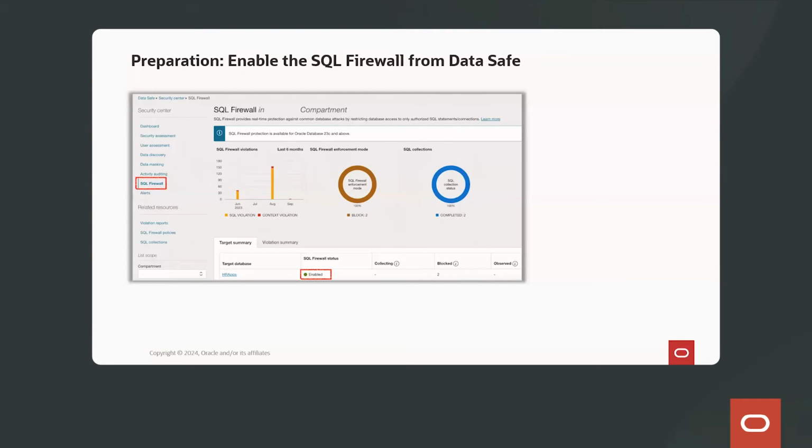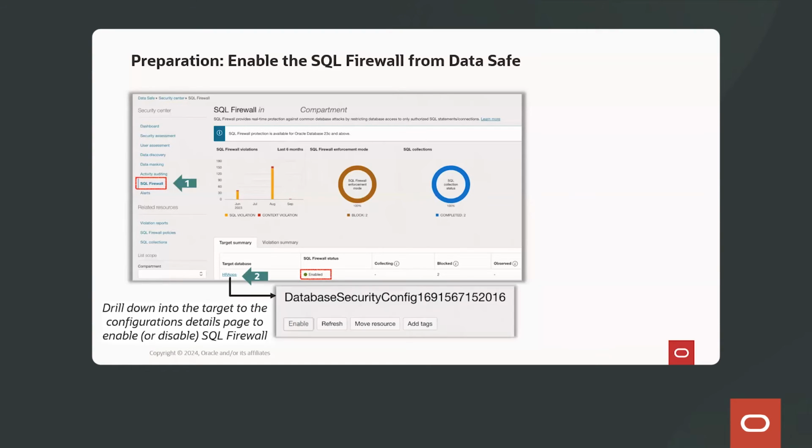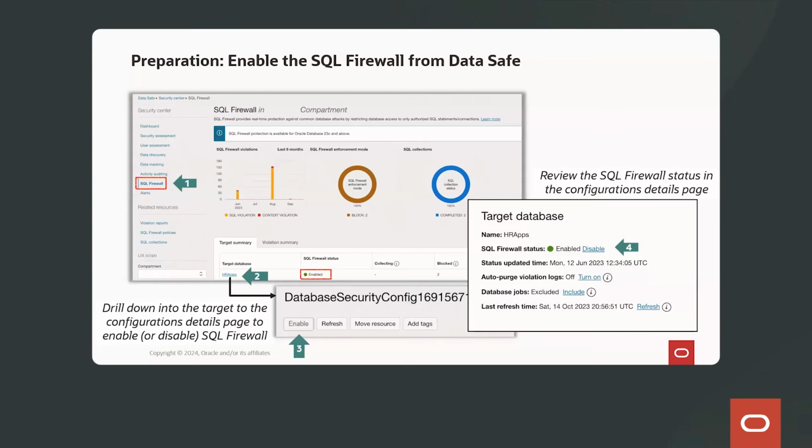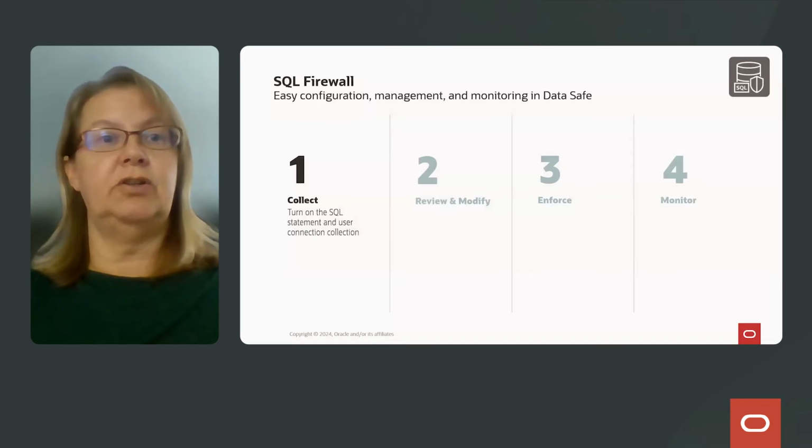Although SQL Firewall comes with any database 23 AI, you still need to enable it first if you want to use it. So here you can click on the database, see if it's enabled or not, and change it from disabled to enabled. And also in the details, you see when it was enabled, etc. Good. Once that is done, this is a one-time task, as I said. So then you can start the audit collection.